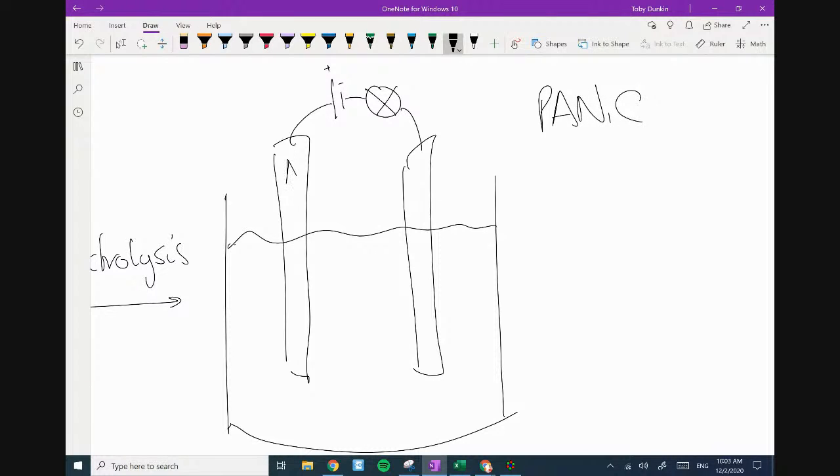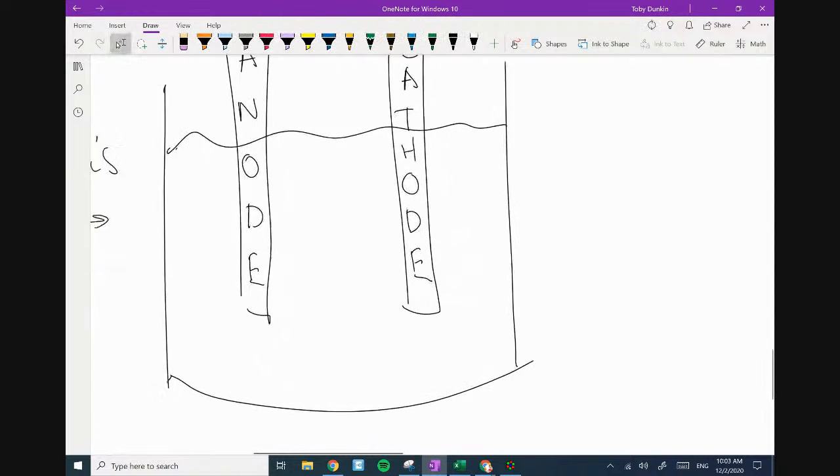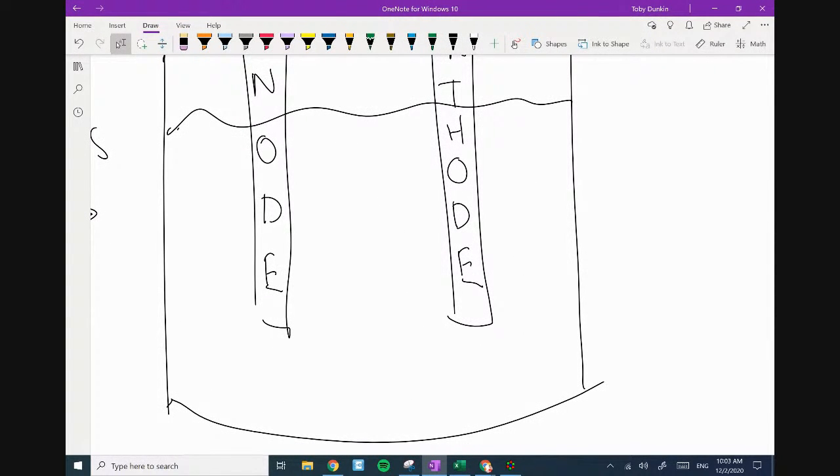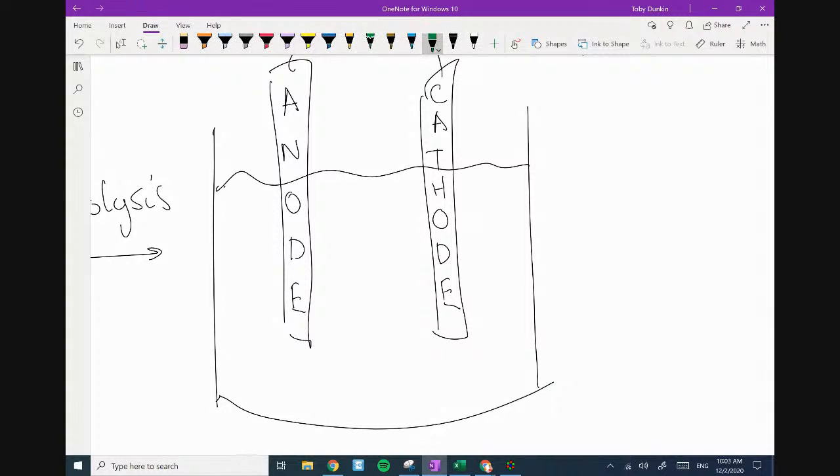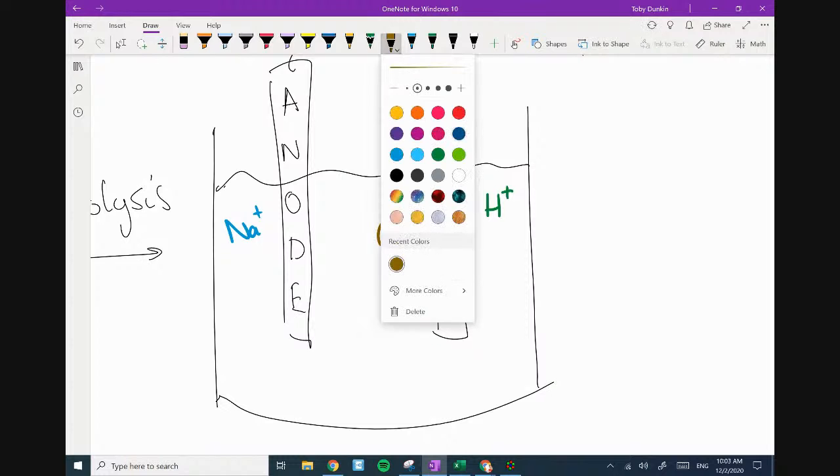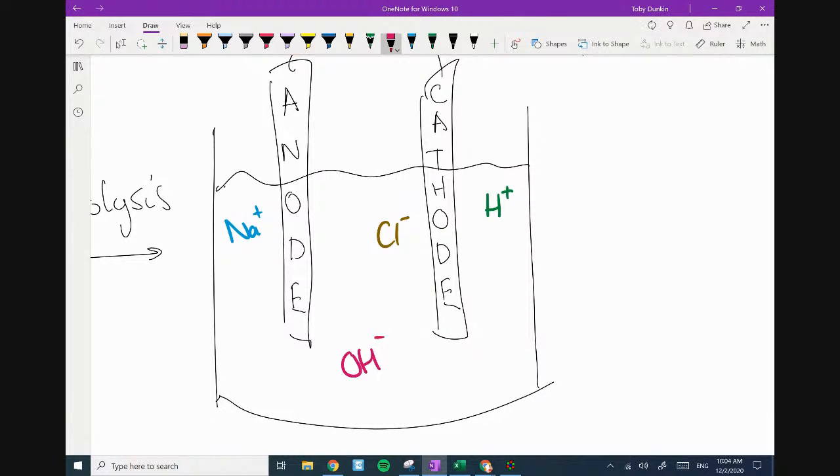So this here is the anode, because it's positive. This is the cathode because it's negative. Right, so now I can show you what all the ions are going to do. Let's put the ions in and color coordinate them. A positive hydrogen. Let's do a positive sodium. A negative chloride. And a negative OH minus, a hydroxide.